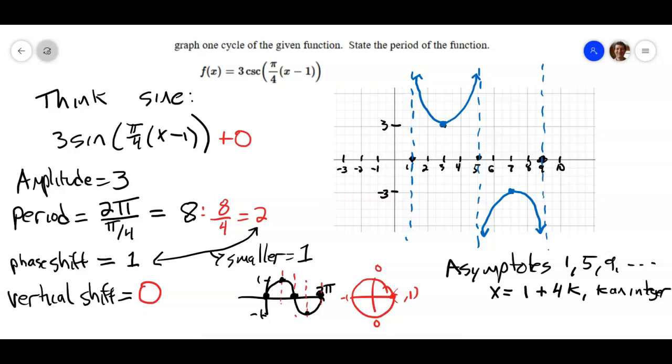Pick the first asymptote, any one you want. You could have done 5 or 9. And then how far is it to the next one? Then generalize that with a k. And then describe k as an integer. And last, the domain. And that's just the set of all x's such that x is not one of the asymptotes.